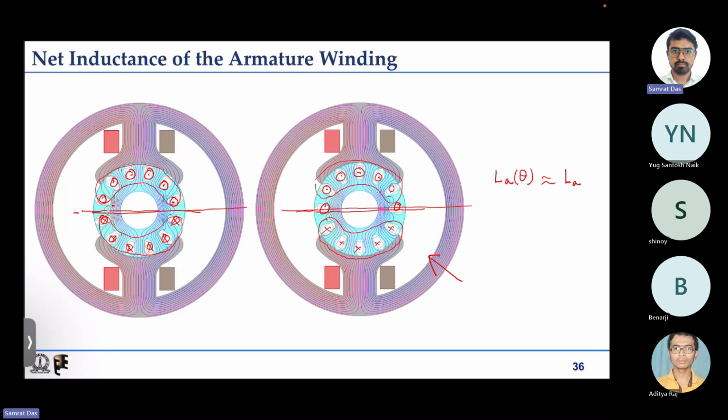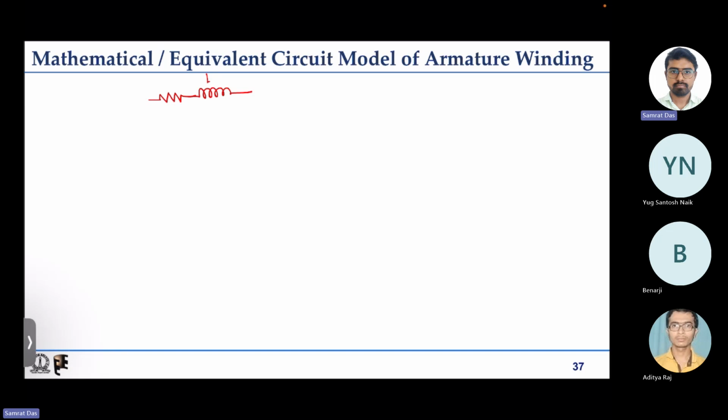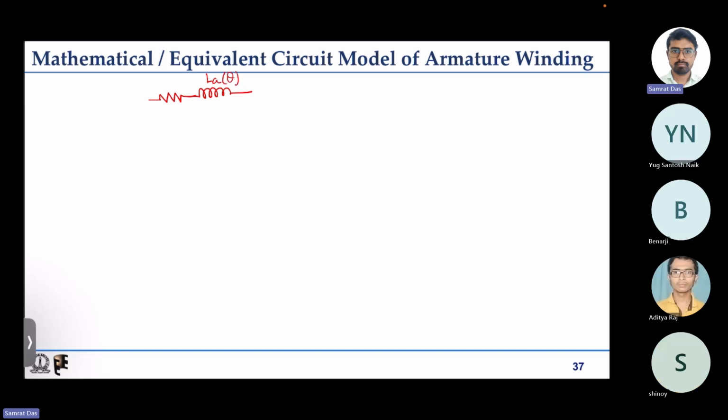And already we have seen that the back EMF as seen from the two terminals of the brush is a constant quantity. So if we want to model the armature winding as an equivalent circuit, then obviously we need to put some resistance to model the IR drop. Then we have to put some inductance, that is the armature winding inductance, that we saw is dependent on rotor position, but can be approximated to a constant quantity.